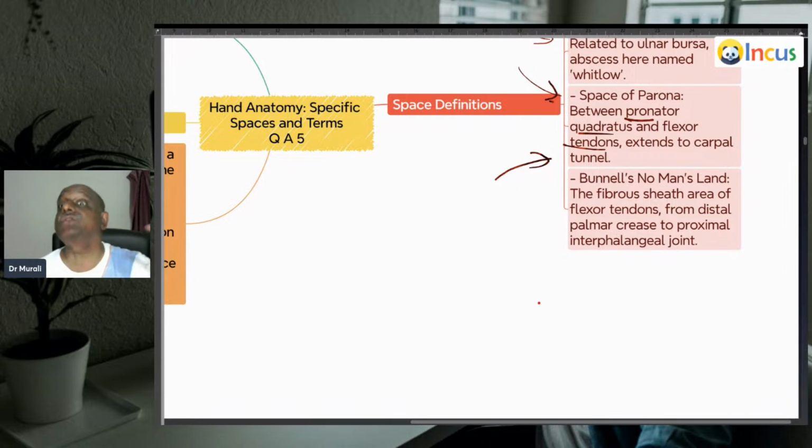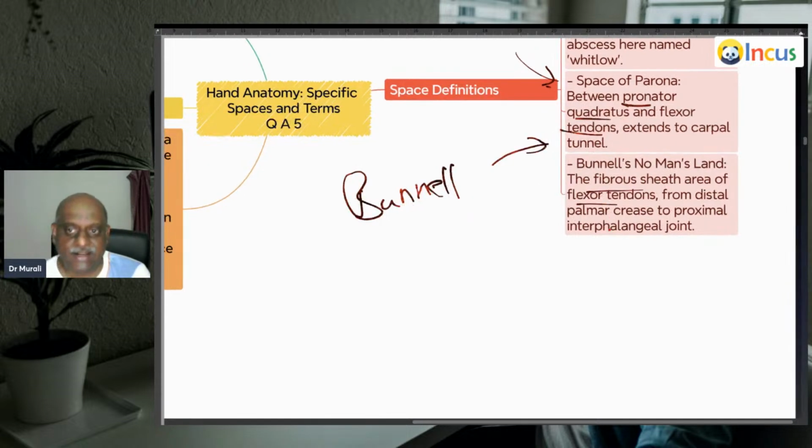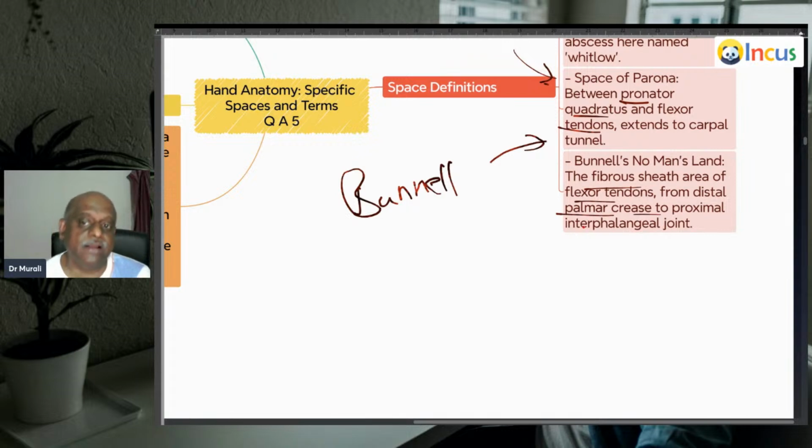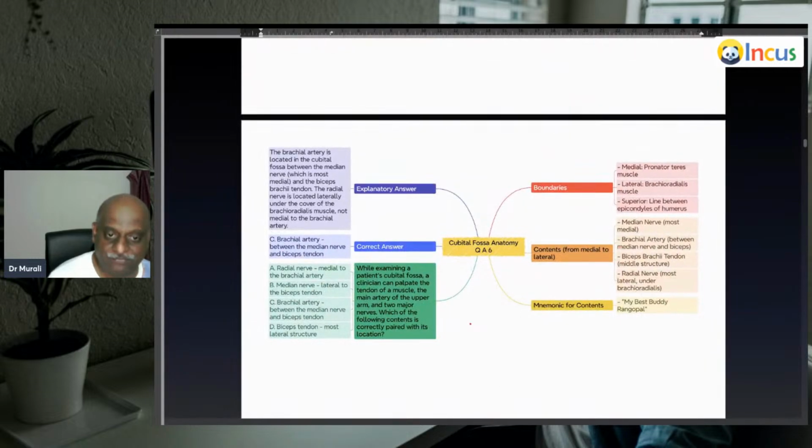Bunnell's no man's land. What is that? Bunnell's no man's land is the fibrous sheath of flexor tendons from the distal palmar crease to the proximal interphalangeal joint, is what you need to remember.